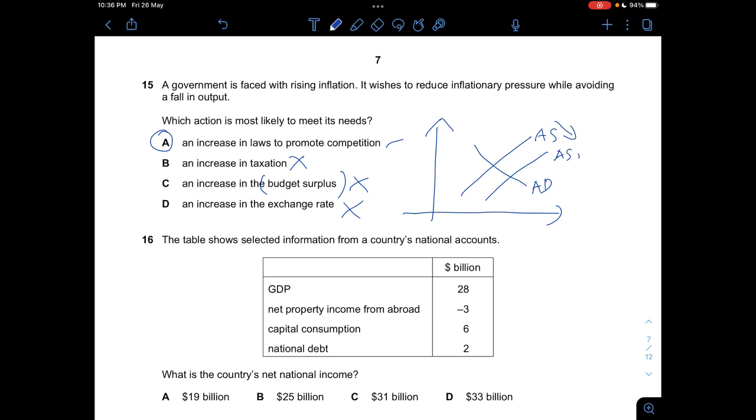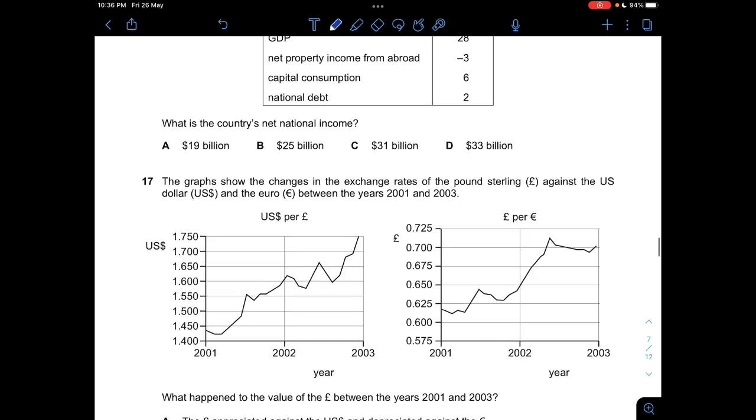Because you can see if there's an increase in laws to promote competition, then more companies would be more efficient at producing goods, and then this will increase the real output. So at the same time, when they increase real output, the inflationary pressure is also reduced because of the decrease in the price level. All right, question 16.